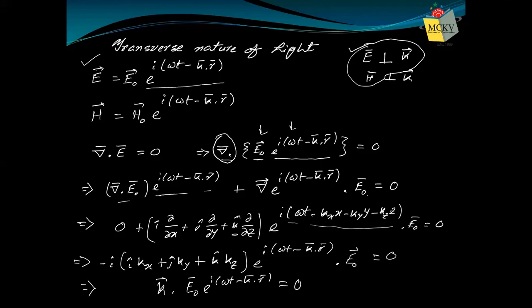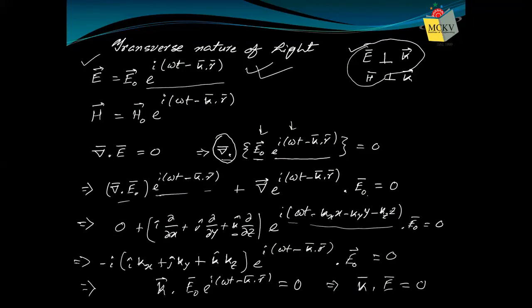So I have written it in this way. Now what is this whole quantity? E naught e to the power something is nothing but the E vector. Check the first line. This is nothing but the E vector. So k dot E is 0. So simply what we get, k dot E is 0 from the first equation of Maxwell. Del dot E equals 0 means actually k dot E is 0.